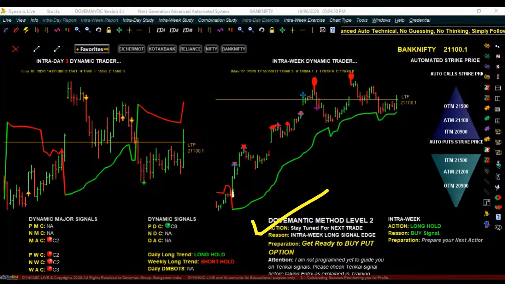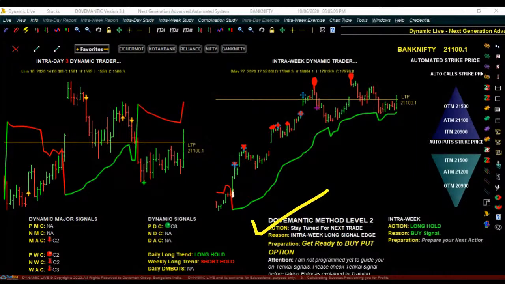If the price is likely to increase, it will be written as buy call option now. It means buy a call option. Later, it will be written as hold call option, so hold the call option that you have bought. And at some point, it will be written as exit call option now. When it says exit, then exit the call option that you have bought.